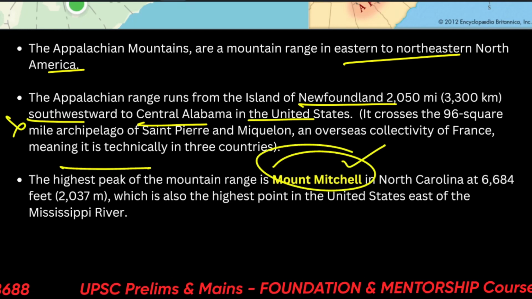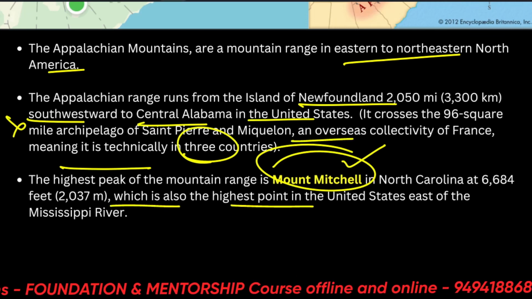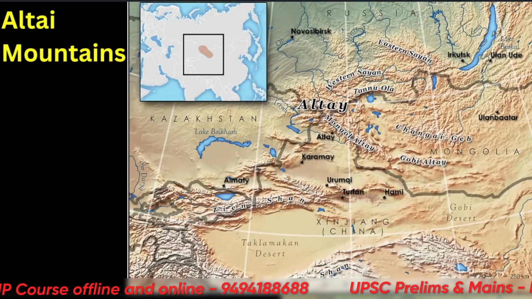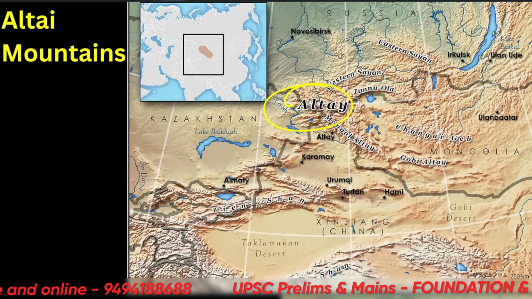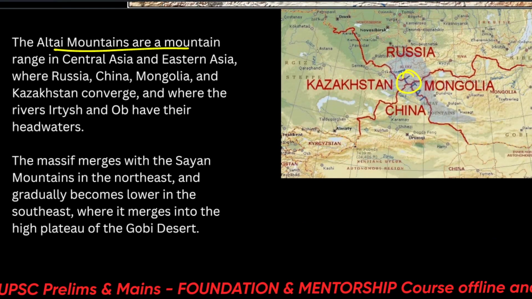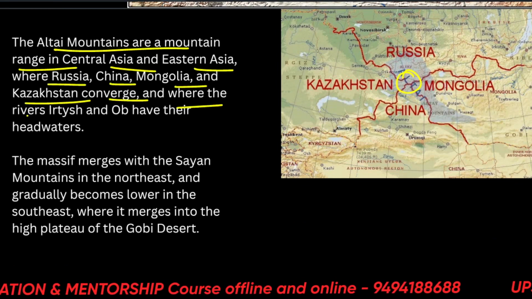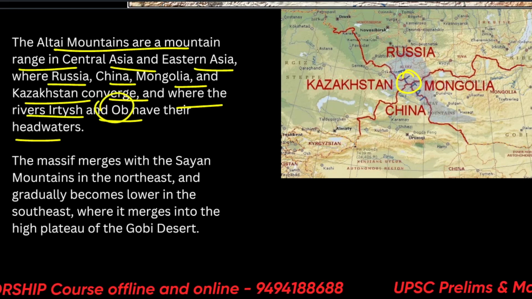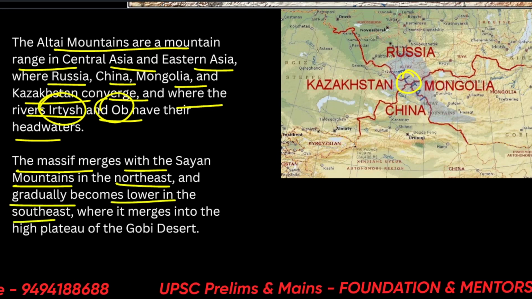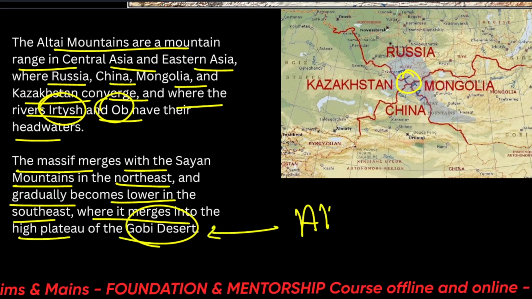Alright, it's not important that it's technically falling in three countries, but I'll just supply the PDF for the information. Okay, so it is also the highest point in the United States east of the Mississippi River, Mount Mitchell. The Altai Mountains are located here between Mongolia, China and Kazakhstan. So Altai Mountains, here you can see that. The Altai Mountains are a mountain range in Central Asia and Eastern Asia, where Russia, China, Mongolia and Kazakhstan converge, and where the rivers Irtysh and Ob have their headwaters. So remember the name of these rivers. The massif merges with the Sayan Mountains in the northeast and gradually becomes lower in the southeast, where it merges into the high plateau of the Gobi Desert. So also remember the Gobi Desert with the Altai Mountains.